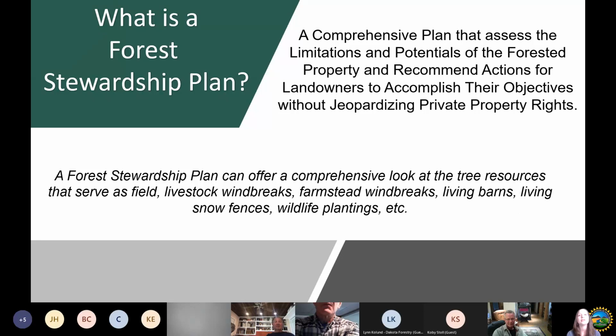So first off, what is a forest stewardship plan? The forest stewardship plan is a comprehensive plan that assesses the limitations and potentials of the forested property and any recommended actions for landowners to accomplish their goals and objectives without jeopardizing private property rights, helping you come up with a plan on how to manage your property. It should be a comprehensive look at all of the resources on it, which could include fields, windbreaks, barns, snow fences, primarily living barns, which is another form of trees.